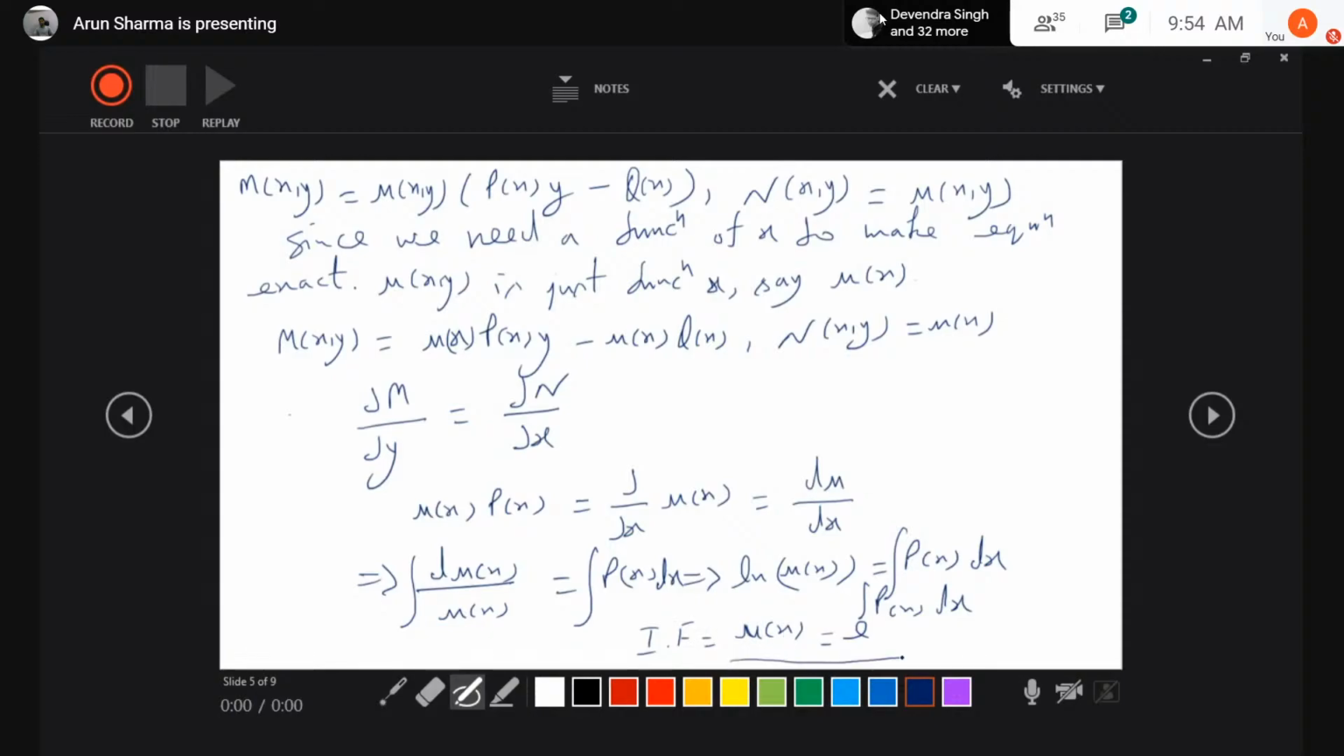So what is the meaning of this? If you multiply that linear equation by this integrating factor, e to the power integral of px dx, then your equation will become exact. Once it becomes exact, then we are done, and everything is easy.